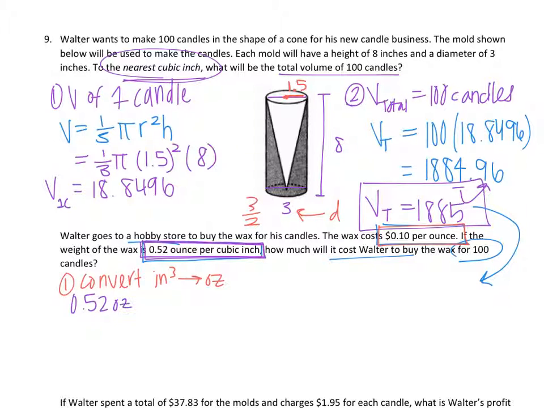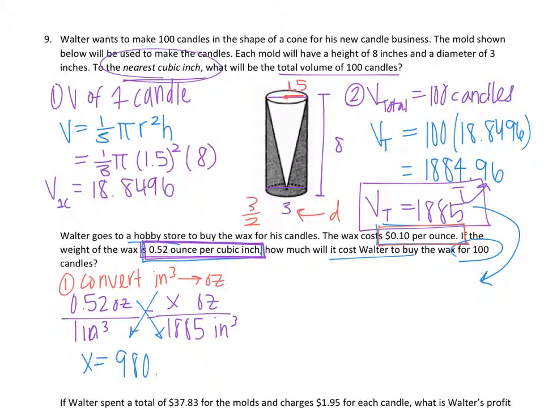0.52 ounces per 1 cubic inch is equal to, we don't know the number of ounces, so X ounces over the number of cubic inches we had, 1,885. When you cross multiply, we get 980.2 ounces.